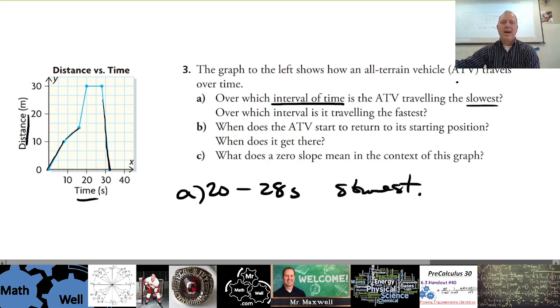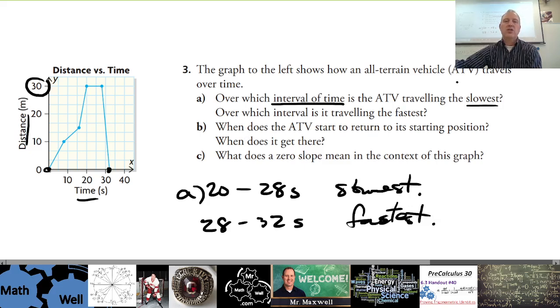Okay, slowest. And where's it going the fastest? Well, again, you want to see what's the greatest distance per time, or the steepest slope. And this looks like it'd be the steepest slope, because in his return to his starting point right here, this is the starting point. Now he's back at the starting point. He's 0 meters away from where he started from. He's covering 30 meters in, what's this going to be, 28 to 32 maybe. So 28 to 32 seconds is the fastest. Fastest, okay?